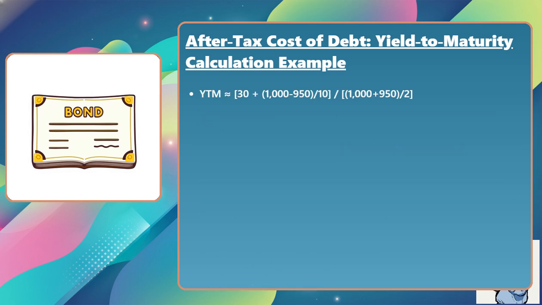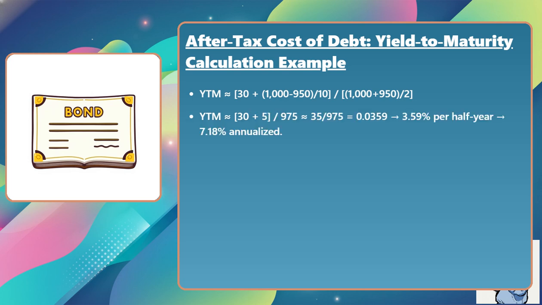YTM approximately equals open bracket 30 plus open bracket 1,000 minus 950 close bracket divided by 10 close bracket divided by open bracket 1,000 plus 950 close bracket over 2 close bracket. YTM approximately equals open bracket 30 plus 5 close bracket divided by 975 equals 35 divided by 975 equals 0.0359, which is 3.59% per half year, which annualizes to 7.18%.